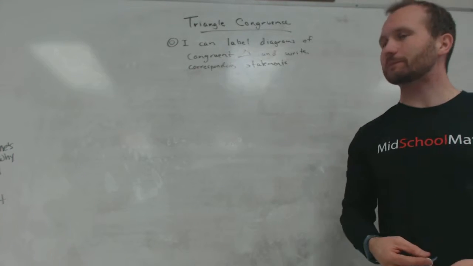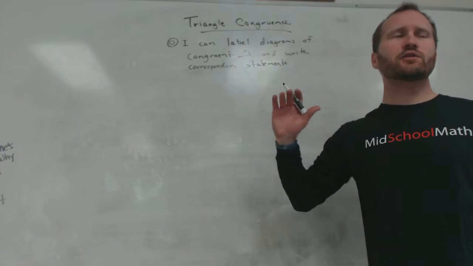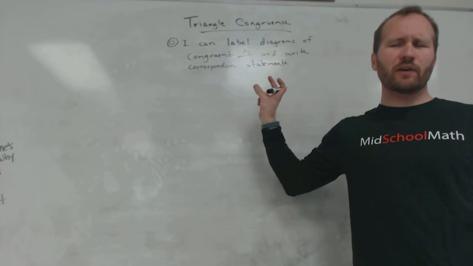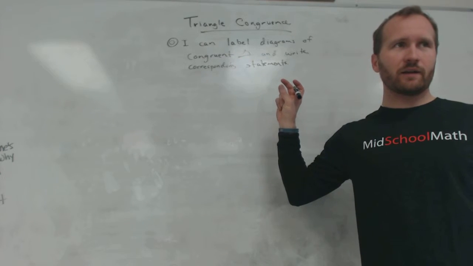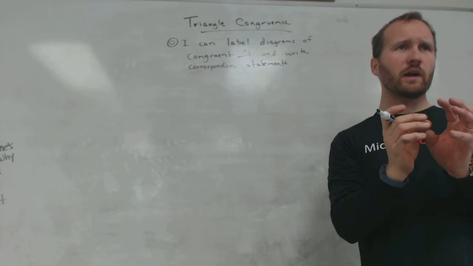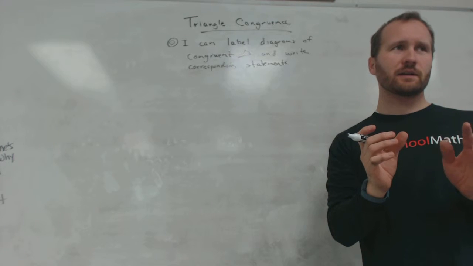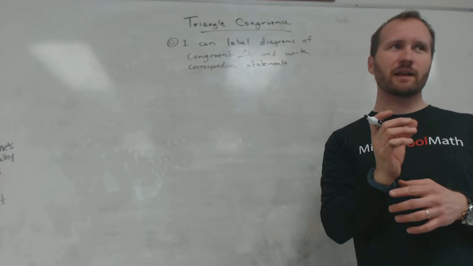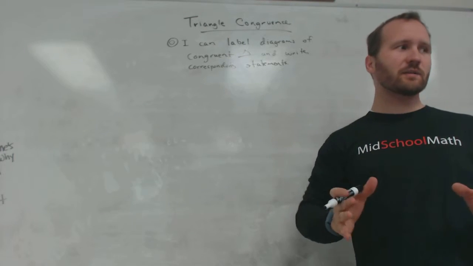Triangle congruence. The tricky thing about this is it's very specific. Like, there is literally only one way to do this. And that can get a little confusing. At first, it's going to seem really simple.